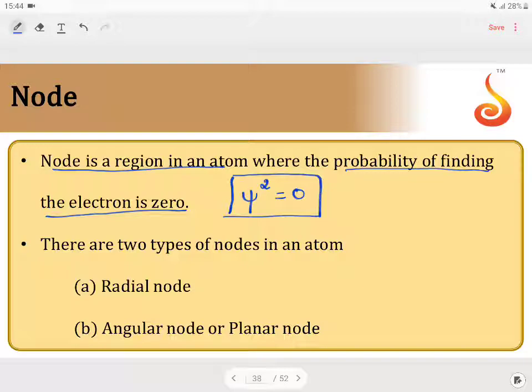There are two types of nodes. One is the radial node, the other one is angular node or planar node. So what's the other name for radial node? A radial node is also known as a spherical node.